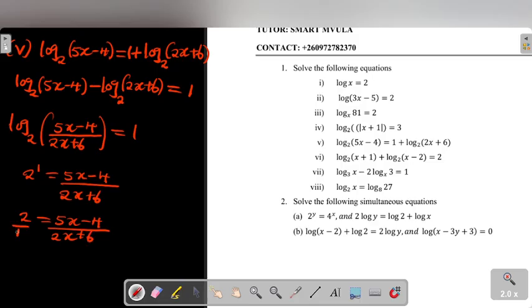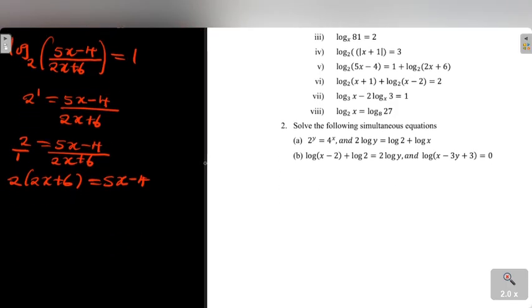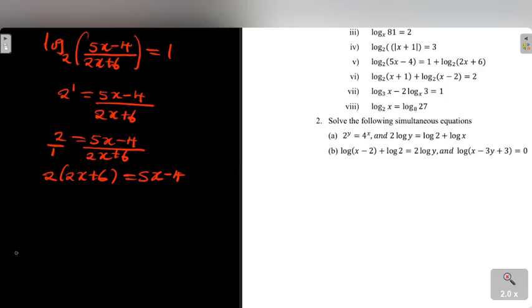Then we divide by 1. So do cross multiplication, we have 2 times 2x plus 6. This is equal to 5x minus 4, because we're multiplying that with a 1. So now we just have to simplify this one further and solve for the value of x. So we'll multiply 2 with whatever we have inside the brackets. So we have 4x plus 12. This will be equal to 5x minus 4.